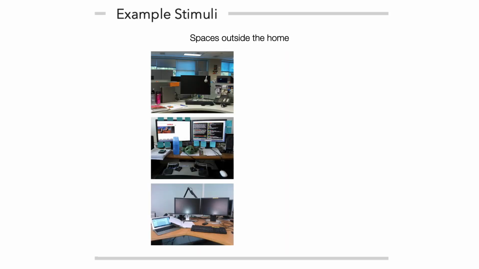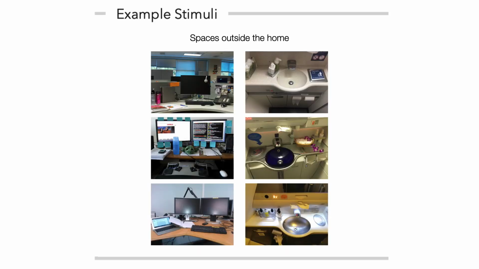Here are spaces which support the same behaviors, working or washing your hands, but are in a different setting. And notice how these images are very perceptually different than the ones on the screen before, and have very different semantic associations. So far, I've primarily shown images of reach spaces that consist of a horizontal surface populated with objects.